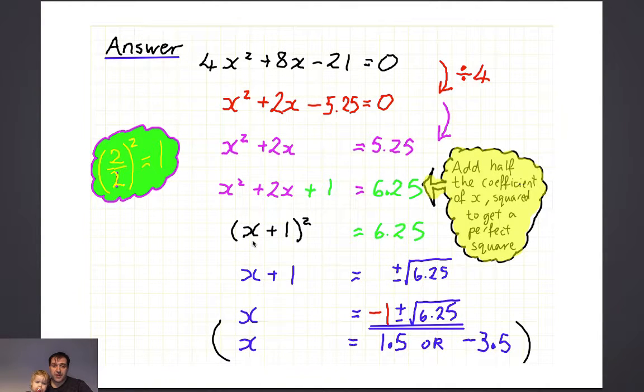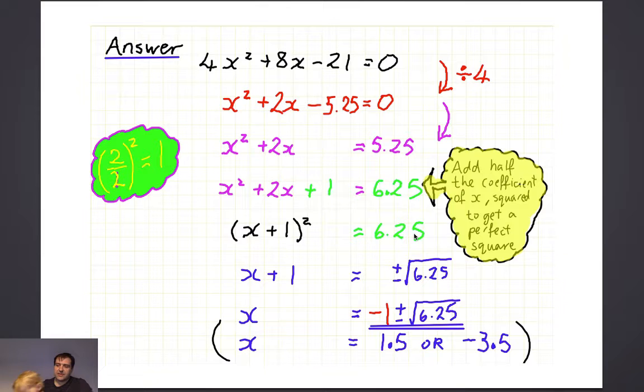I can write it as x plus or maybe minus something all squared. And I get that number that goes with x in the brackets in 2 possible ways. I can either say it's the square root of 1, or I can say it's half of the 2. So 2 possible ways for me to get the number in the brackets there. Okay, so I've got x plus 1 squared equals 6.25.